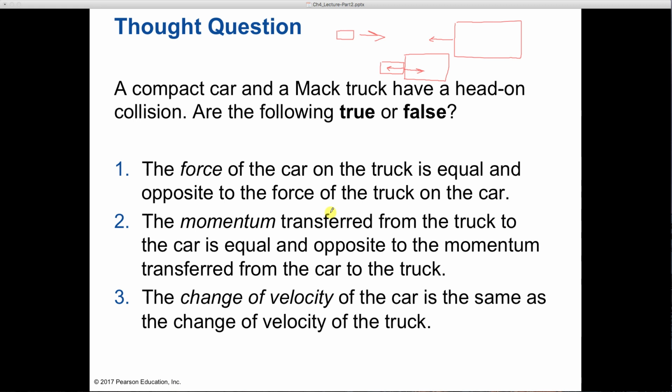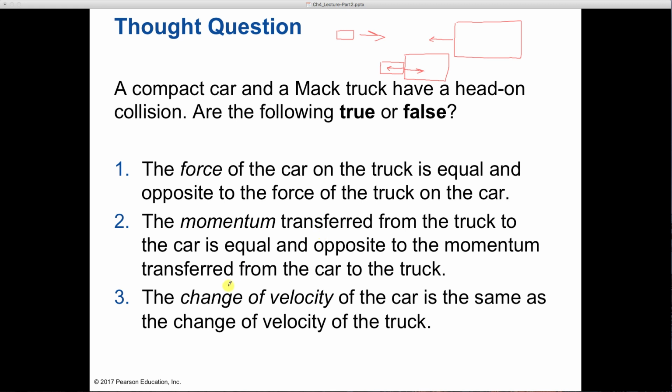But again, remember that Newton's second law says that force is equal to the rate of change of momentum. So if I have a certain force acting on an object, that's going to be equal to the change in momentum divided by time. So if these forces are equal, then the changes in momenta of each one are equal. And momentum, again, is mass times velocity, not just velocity.